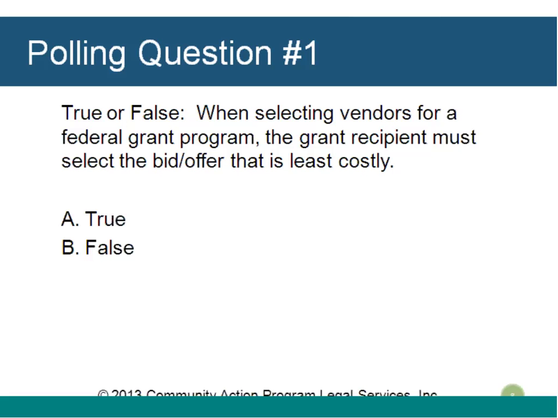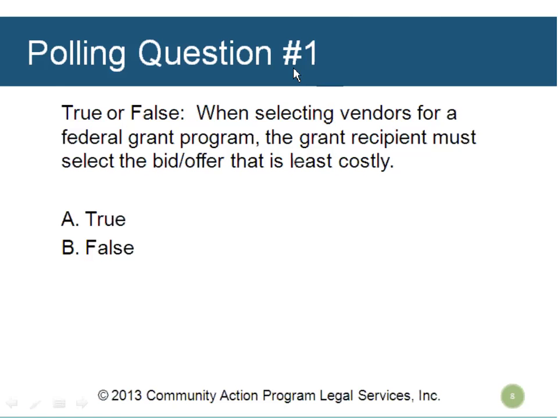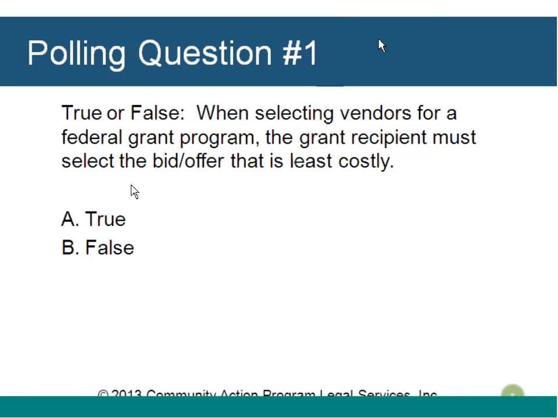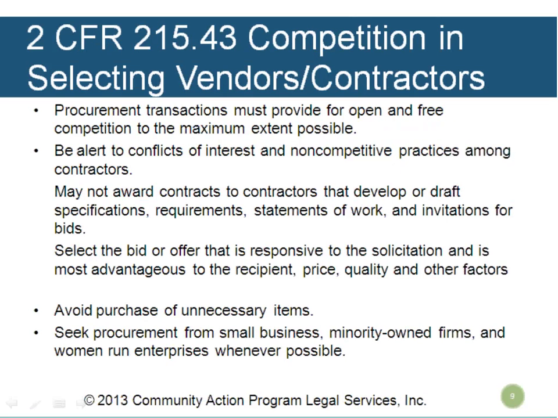All right, let's move on to some of the more specific rules that come out of A110 in terms of competition in procurement. We talked about the first bullet there. Another thing to remember is to be alert to conflicts of interest and non-competitive practices among contractors. You need to think about how you are going to ensure that there aren't any conflicts between your vendors and staff people or board people. And sometimes it's hard to actually implement that.